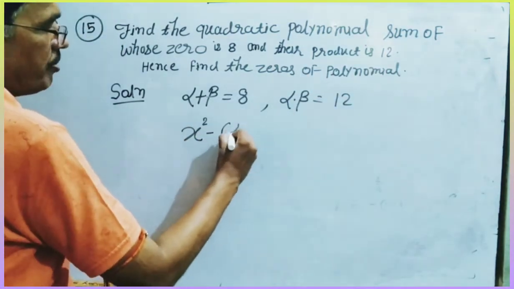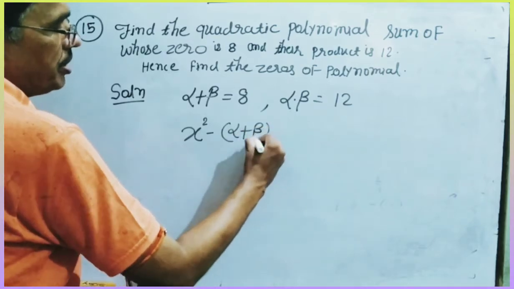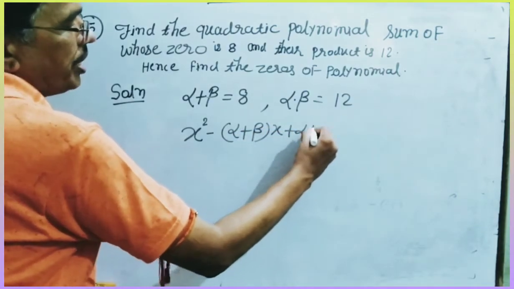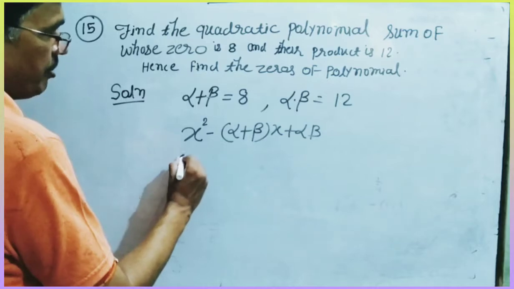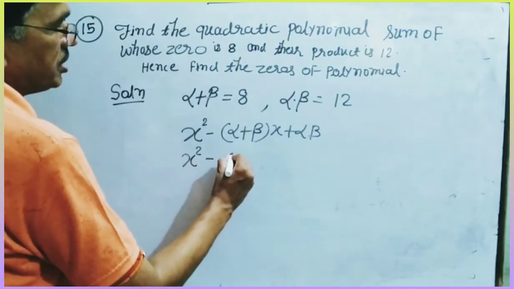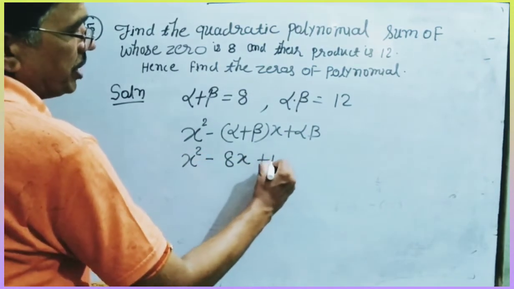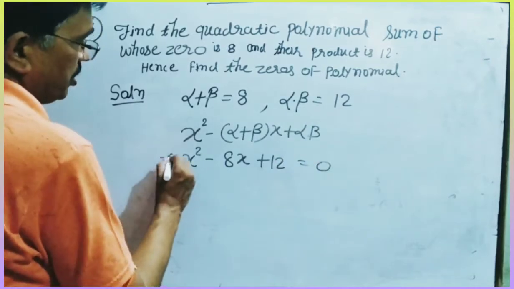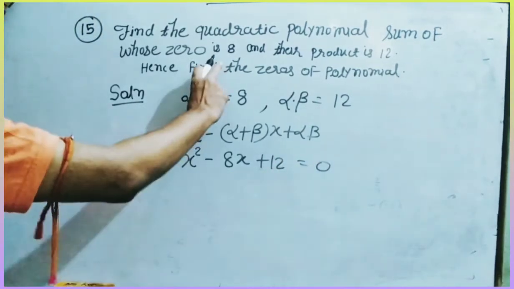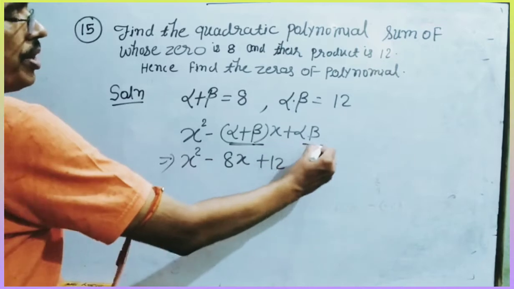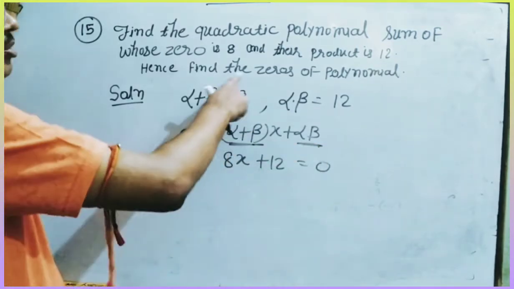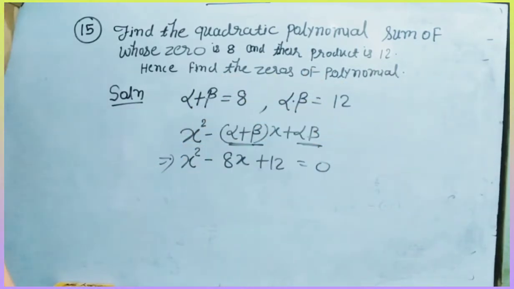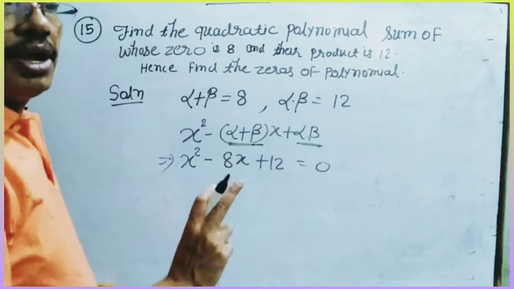That is x square minus (alpha plus beta) x plus alpha into beta. Now substitute their values: x square minus 8x plus 12, that is 0. It is the quadratic polynomial if the sum of the zeros and product of the zeros is given. Now your question is to find the zeros of the polynomial. So by the middle split method, you find the zeros.